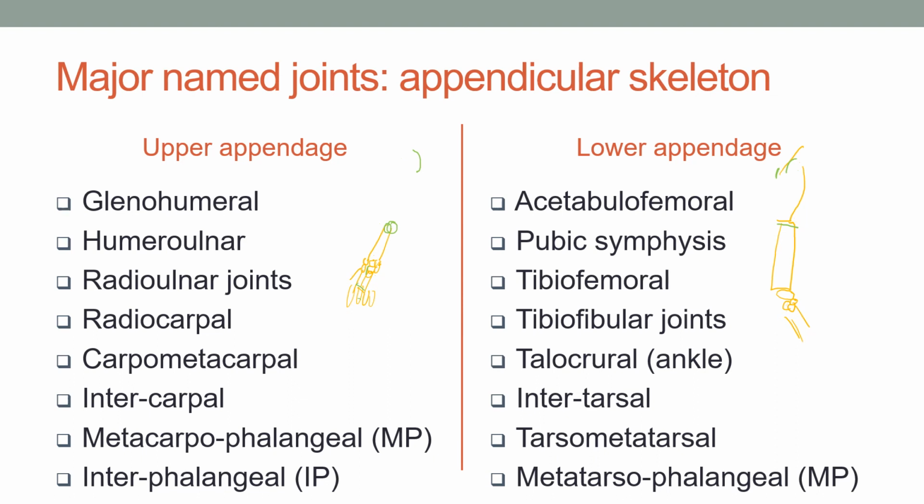We have 2 tibiofibular joints, one proximal, one distal. We have the talocrural joint we mentioned earlier. There's also a subtalar joint where the talus sits on the calcaneus. Intertarsal joints all over the place, tarsometatarsal joints, and metatarsophalangeal joints.